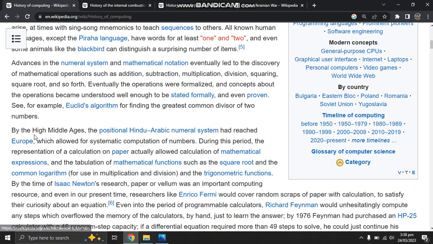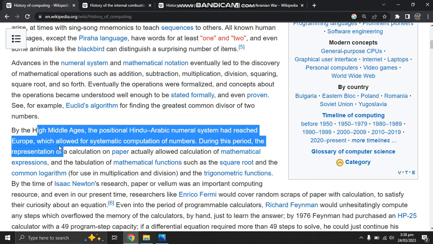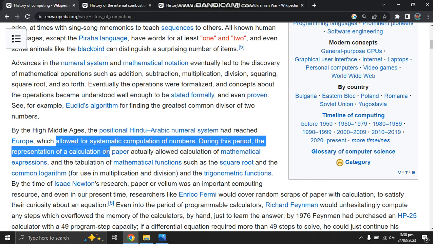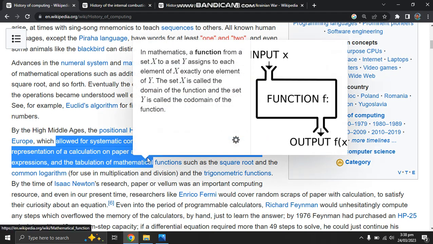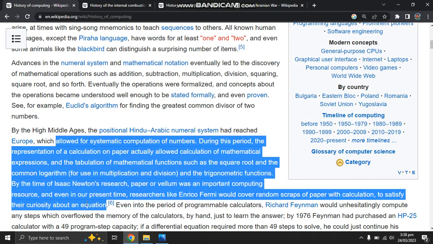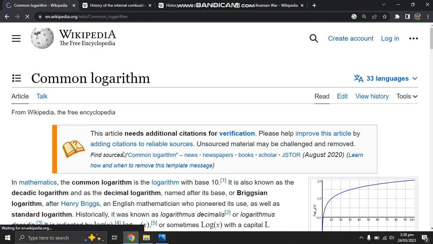By the High Middle Ages, the positional Hindu-Arabic numeral system had reached Europe, which allowed for systematic computation of numbers. During this period, the representation of calculation on paper actually allowed the calculation of mathematical expressions and the tabulation of mathematical functions such as the square root and the common logarithm, and the divisions.